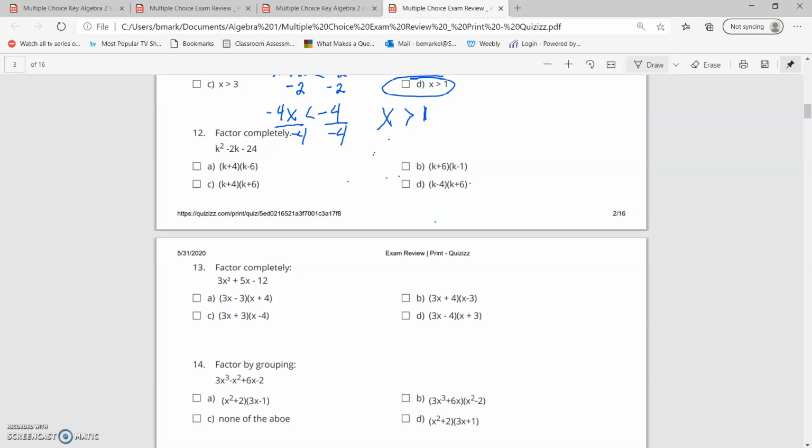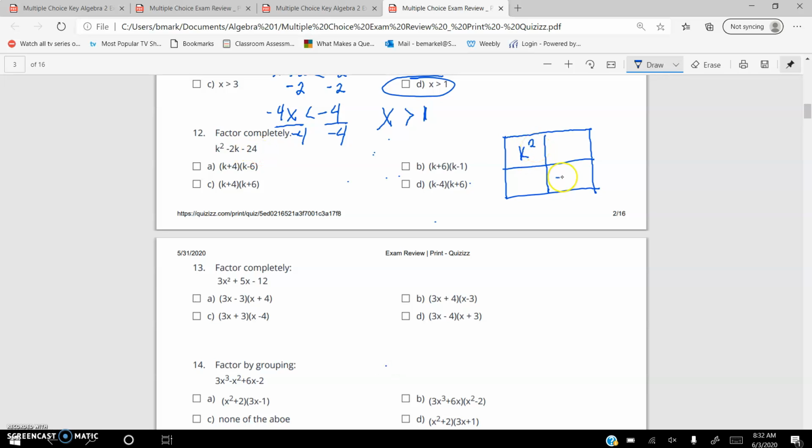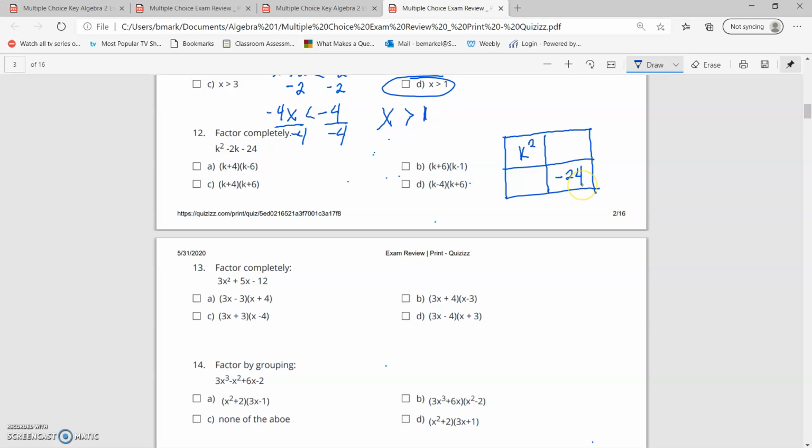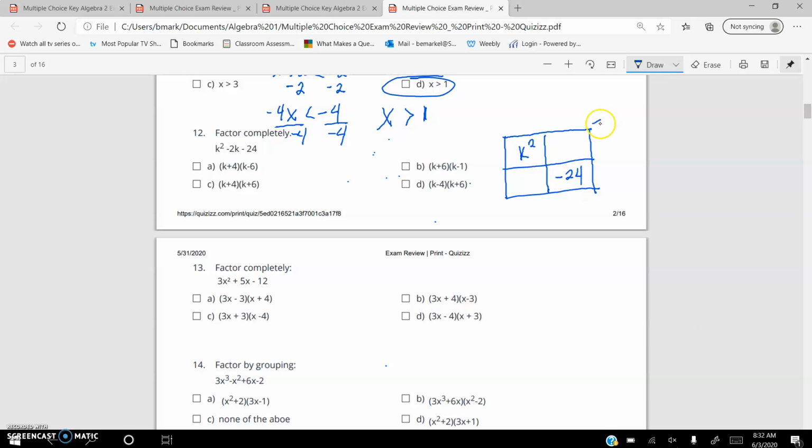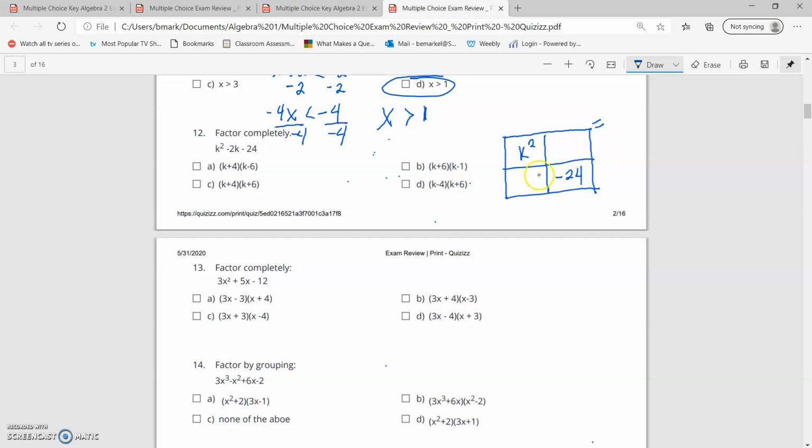Number 12 asked me to factor completely, so I'm going to use the box method for this one. Remember, I'm going to put my squared term in the top left. I'm going to put my negative 24 in the bottom right. My goal is to find two things to fill these spots that'll equal negative 2k.